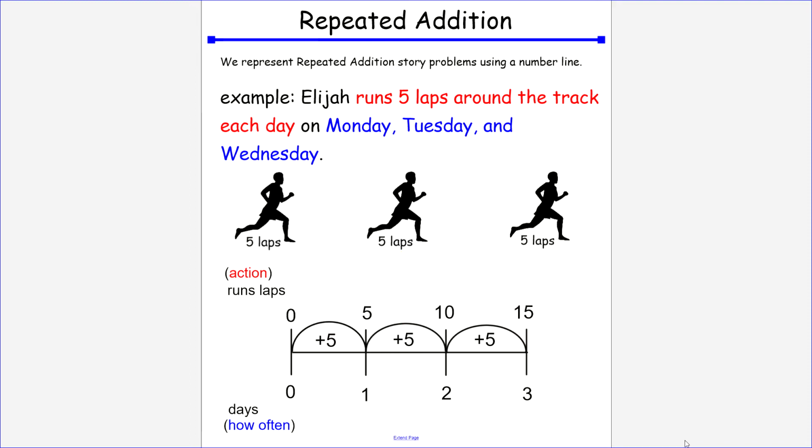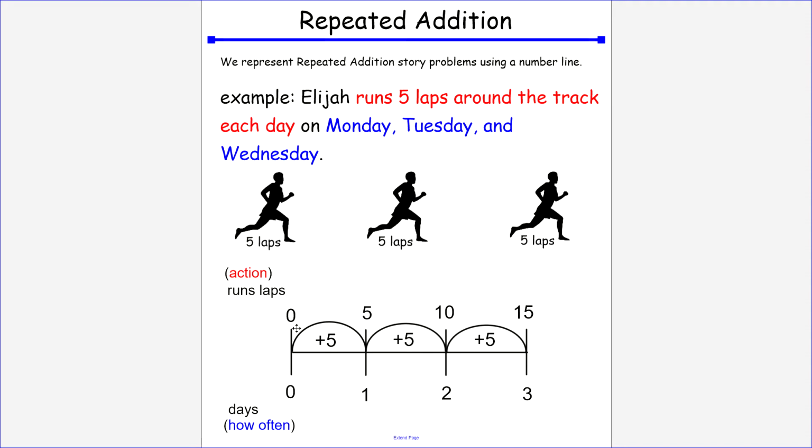This is what our number line would look like that represents the problem. Elijah runs 5 laps around the track each day on Monday, Tuesday, and Wednesday. You can see that we've represented the time, or how often it happens, on the bottom, 3 days. You can see that we've shown that he repeatedly runs the same number of laps each day with our jumps and adding the same number, 5, each time.